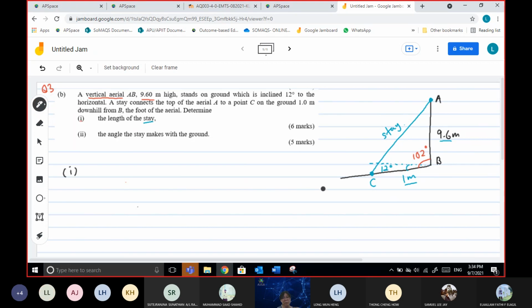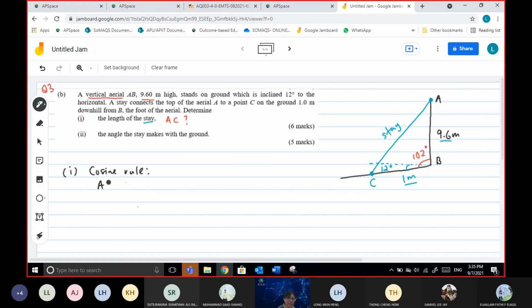Guys, everyone do the correction. Later you have to upload the correction. For the length of the stay, you need to find AC. If you wish to find AC, can you see the corresponding angle is 102 degrees? Then you have the lengths of the two sides AB and BC, which means we can use the cosine rule.